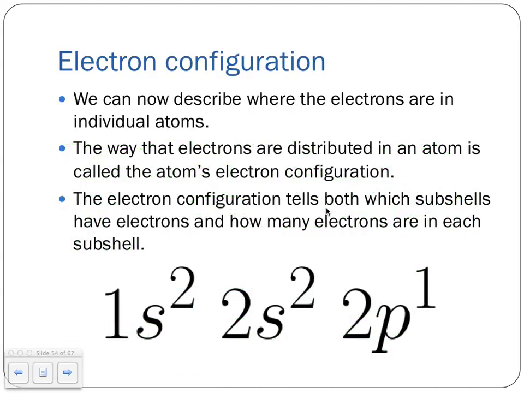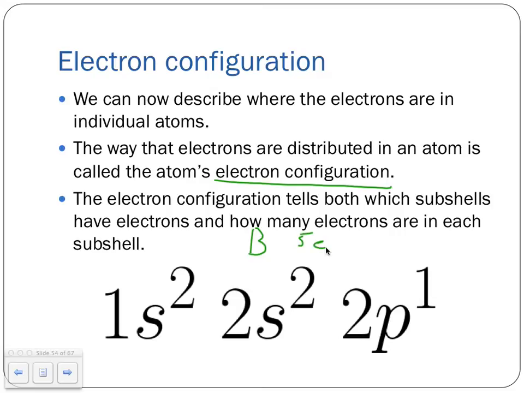Now that we know how they fill up, we can describe where all the electrons are in individual atoms. The way that electrons are distributed in an atom is called an atom's electron configuration. So that's the term that we'll use. An electron configuration tells both which subshells have electrons and how many electrons are in each subshell. At the bottom, this big text down here is an illustration of an electron configuration. Specifically, it is the electron configuration for boron. Boron, if you look at the periodic table, has an atomic number of 5, which means it has 5 protons. If it's a neutral boron atom, that means it also has 5 electrons.